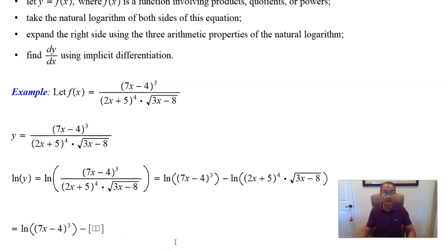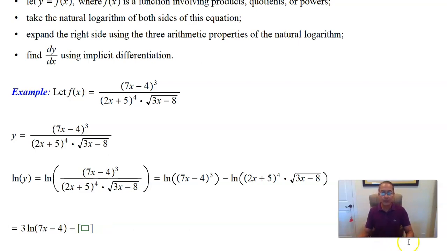And I will save that for the product rule here. Okay? So we said that we can apply the power rule here. I can drop the power 3. And we have 7x minus 4. I don't need double parentheses. Okay, so there we go.